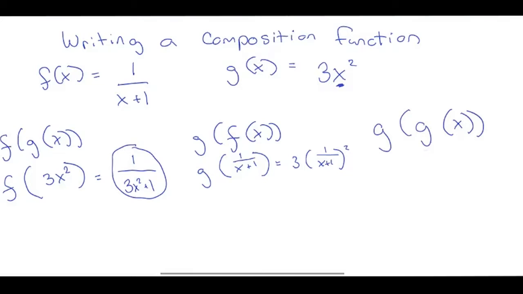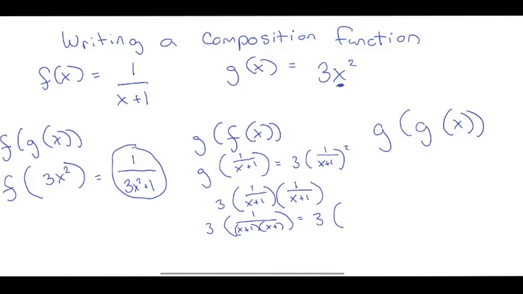All right, so now I have 3 times 1 over x plus 1 times 1 over x plus 1. So we simplify this. We have 3 times 1 over x plus 1 times x plus 1.